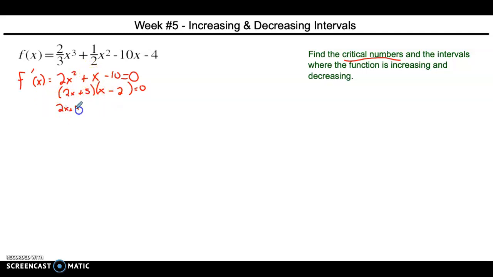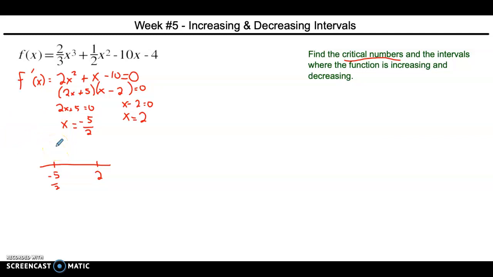Alright, set each of our factors equal to 0. That's an easy one to solve here. x equals 2. That's one of our critical numbers. x equals negative 5/2. It's another one of our critical numbers. Okay, so what we do is we take those critical numbers and put them onto a number line in order: negative 5/2, positive 2. And then what we're going to do is test some numbers.